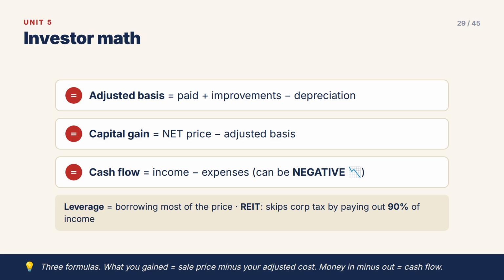Borrowing most of the price is leverage: power and risk together. Interest, dividends, and royalties are portfolio income. The $25,000 rental loss allowance starts phasing out at $100,000 of income. A tax credit beats a deduction. And a REIT skips corporate tax by paying out 90% of its income to shareholders each year.